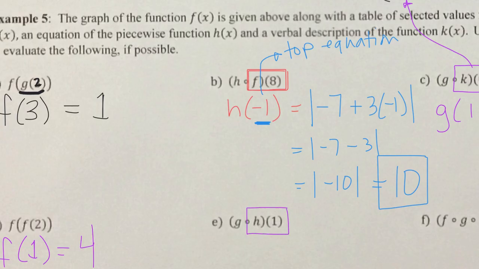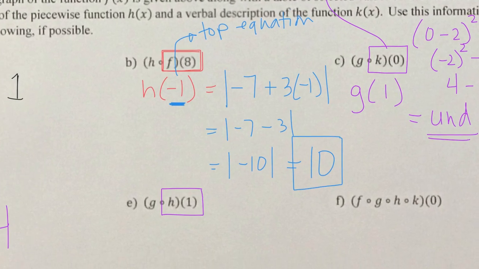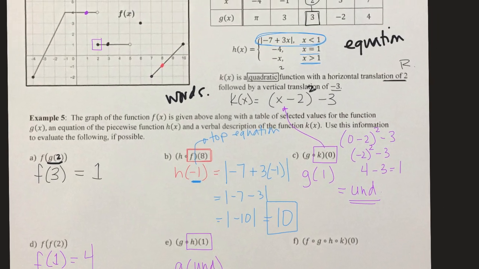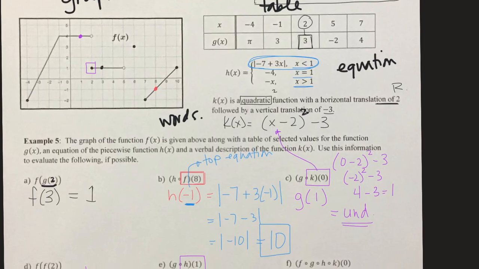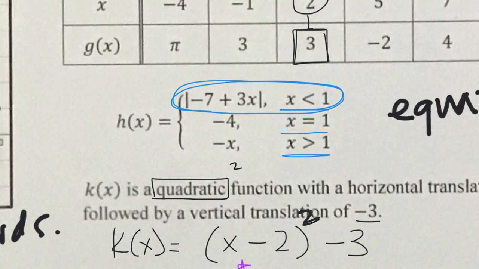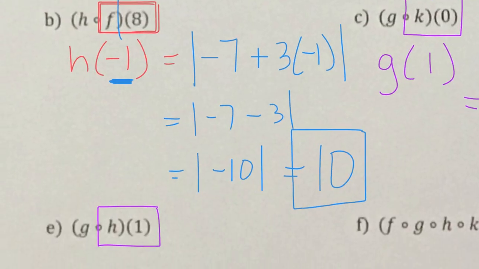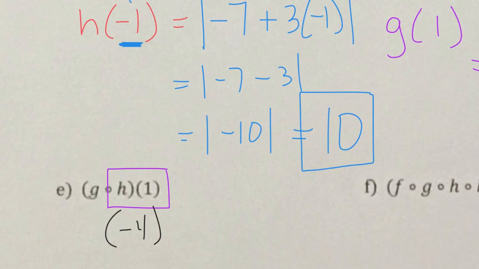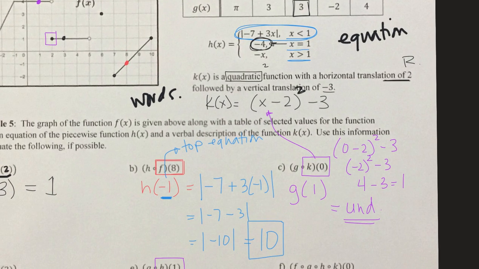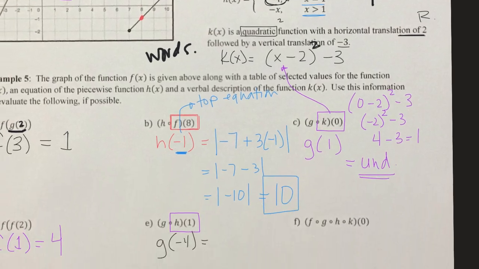H of 1. Didn't we say that's undefined? No, wait. Do we have a g of undefined? No, h of 1 is not undefined. H of 1 is defined. That's g of 1 that's undefined. Okay, h of 1. H of 1 is what value? When x is 1, h is minus 4. So h of 1 is negative 4. G of negative 4 is pi. Right? G of negative 4 is pi.